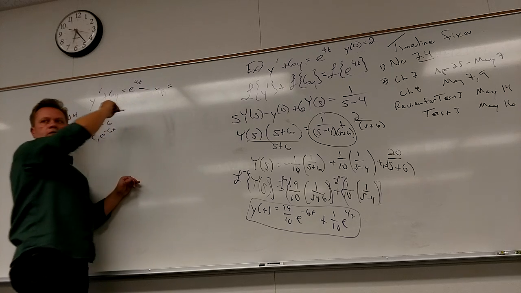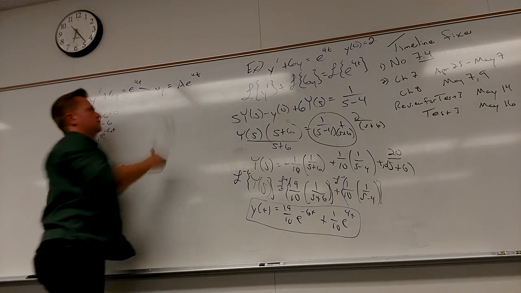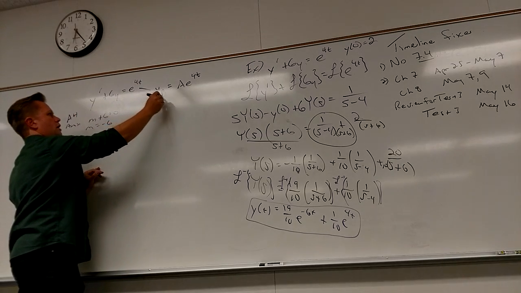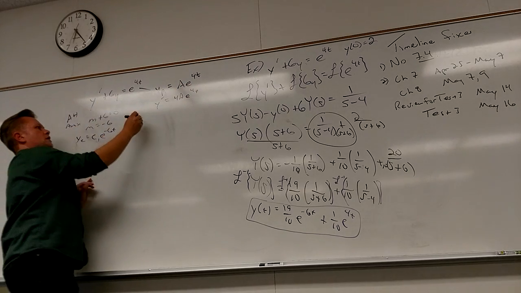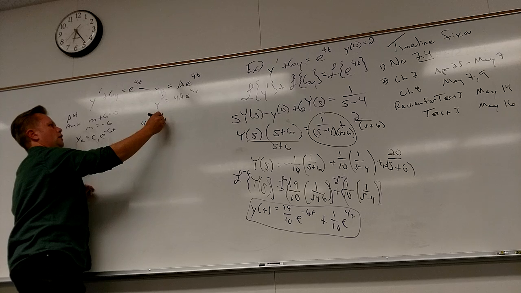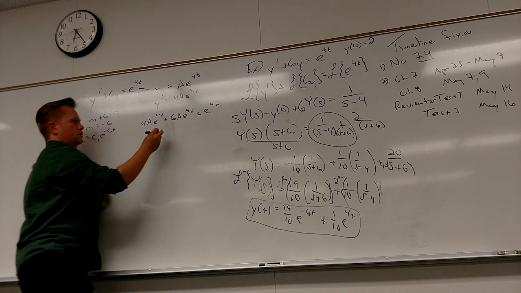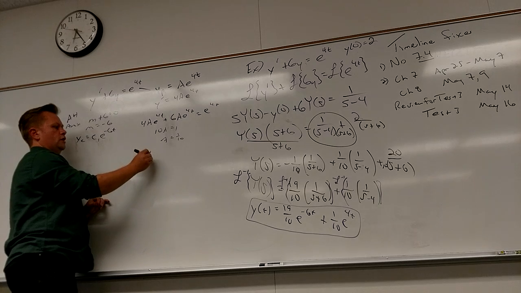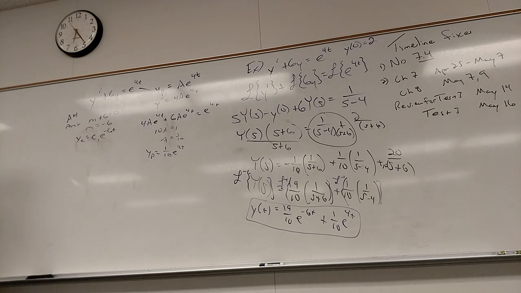And then to get yp, assume it has the form a e^(4t), or you can do annihilators if that just makes you all tingly. Then y prime would be 4a e^(4t). Put that in there: 4a e^(4t) plus 6a e^(4t) equals e^(4t). So I end up with 10a equals 1, and a equals 1/10. That looks familiar. So yp is 1/10 e^(4t). That's my particular solution, right?